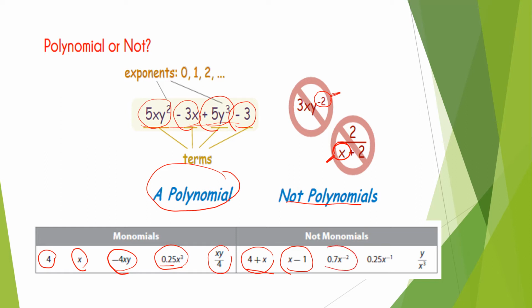0.7 x power negative 2. The problem here is not the 0.7. 0.7 is fine. The problem here is the negative power. We said that the variable cannot have a negative power, so it's not even a polynomial. 0.25 x power negative 1 is the same issue. I cannot have a negative power for the variable. Y over x power 3, I said before I cannot have a variable in the denominator. So that's why it's not even a polynomial.